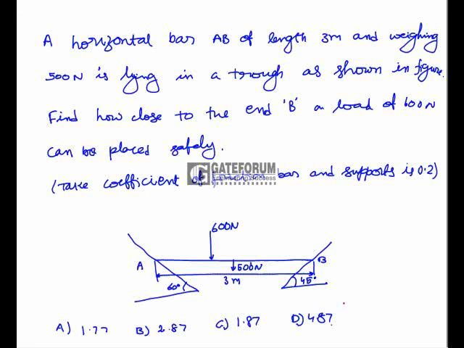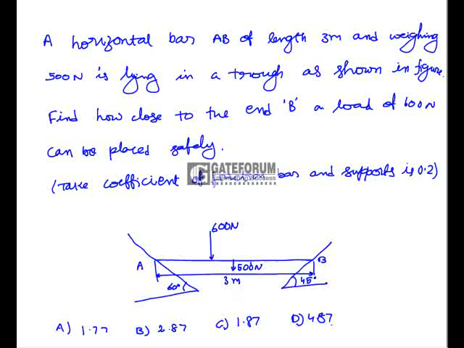A horizontal bar AB of length 3 meter and weighing 500 Newton is lying in a trough as shown in figure. Find how close to the end B a load of 600 Newton can be placed safely. So here a bar of 3 meter is placed lying in a trough as here is the diagram, and here the weight of the bar is 500 Newton and we will have to find out at what distance from B the 600 Newton can be applied safely.